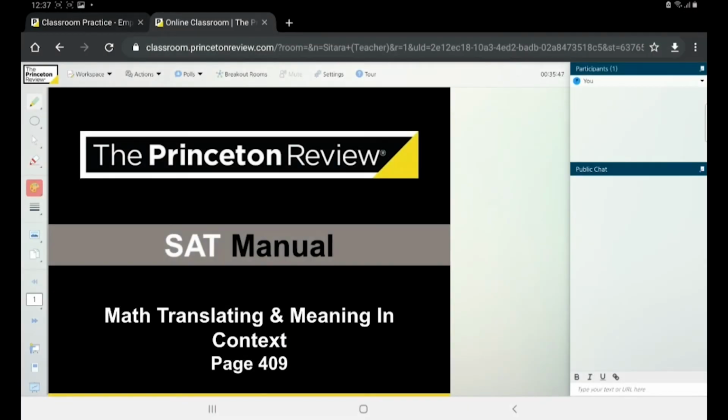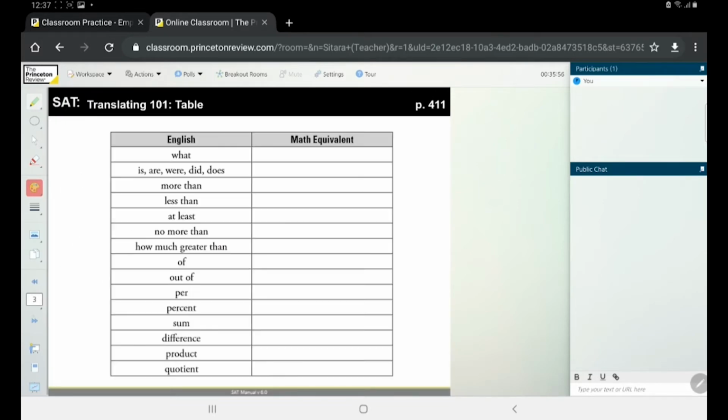Talk about how to translate English into math in the context of the problem. Let's see what kind of words we can see in the context of the problem. And you see on the right side we have English words here. For example, our first word is "what". "What" is generally associated in math with a variable.